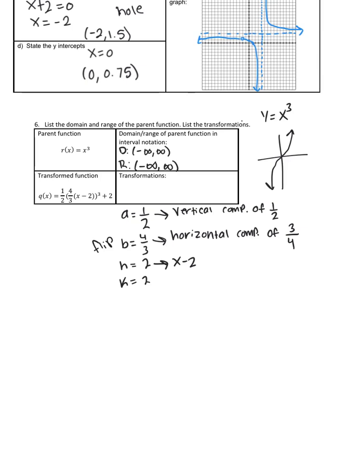H, that's going to move us to the right 2. If you have x minus something, you move right. If you have x plus something, you move left. The k value is positive, so that's gonna move us up 2, okay? So the answers that I'm looking for are these things that I'm outlining in blue.